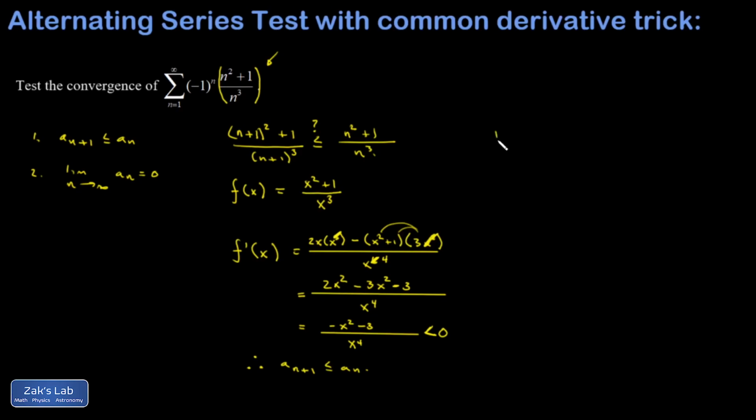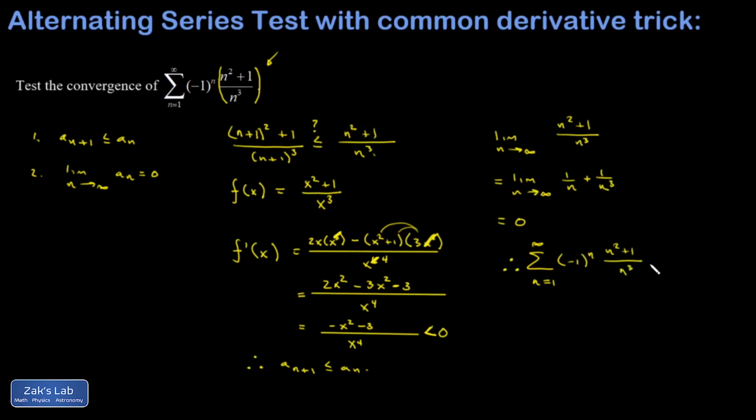All right, the limit part shouldn't be too bad. So we're going to look at the limit as n goes to infinity of a_n. So n squared plus 1 over n cubed. And I suppose we'll handle this by just doing the division. So I have n squared over n cubed. That's 1 over n. And the second term would be 1 over n cubed. Both of those things unambiguously go to 0. So we've satisfied the second condition. And to wrap things up, we say, therefore, this alternating series converges.